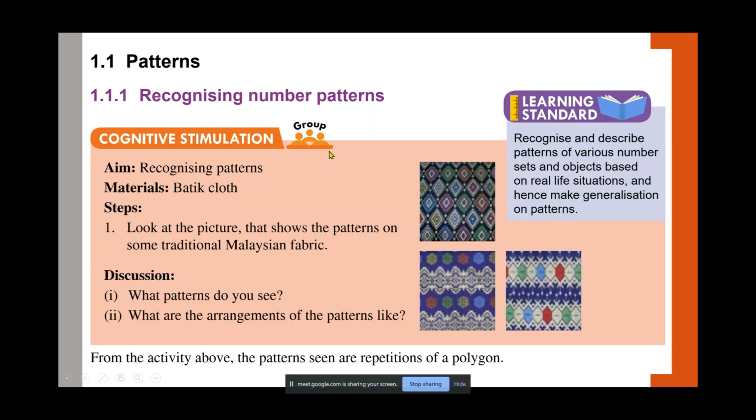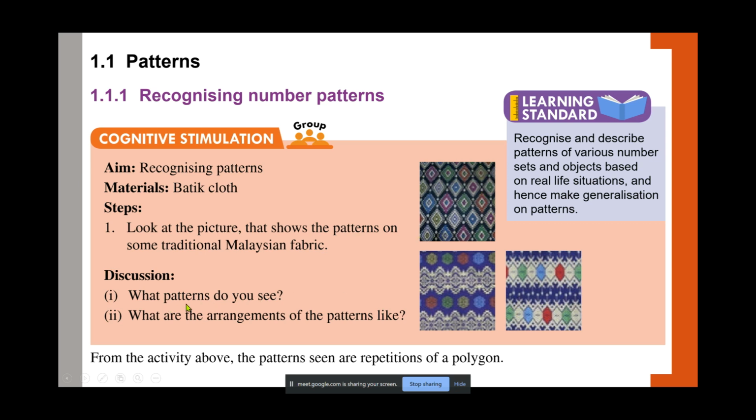Same thing, you are going to recognize pattern here. The material used is the batik cloth. You can see the 3 pieces of batik cloth over here. When they ask you in the discussion part, what patterns do you see and what is the arrangement of the patterns like? So what patterns do you see here? What patterns do you see? Yeah, it is all repeated pattern over here.